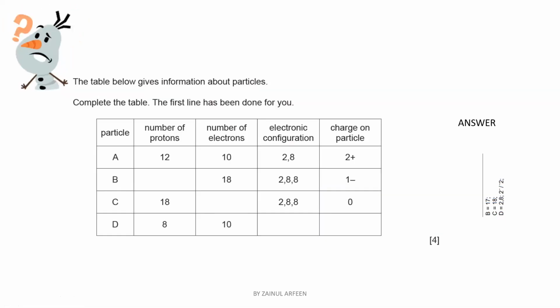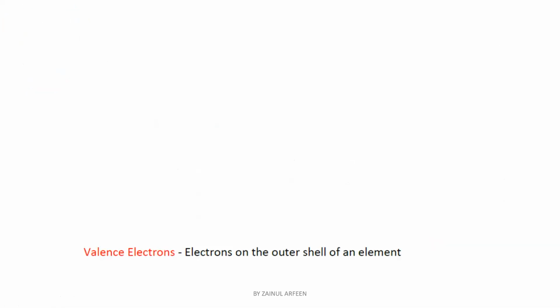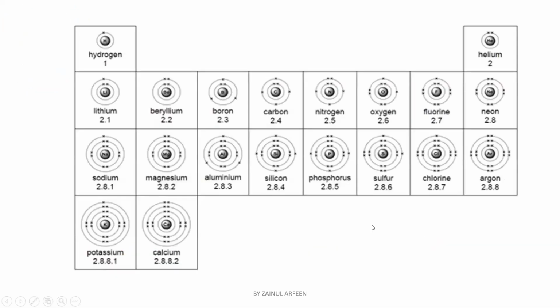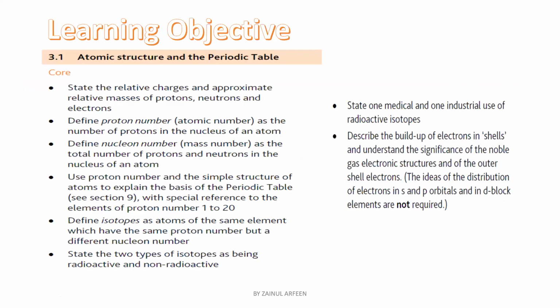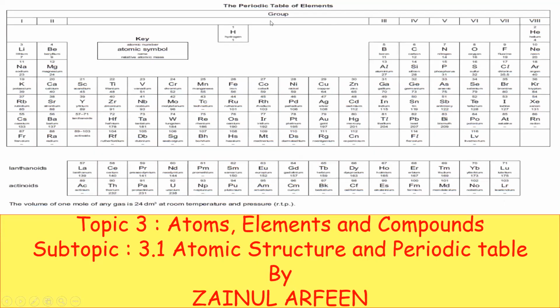So next session we'll do more questions related to this electronic configuration. As homework, I want everyone to complete the electronic configuration for the first 20 elements. What are the first 20 elements? Hydrogen. These are the first 20 elements starting from hydrogen till calcium. So I want everyone to draw the structure and write the electronic configuration for the first 20 elements.